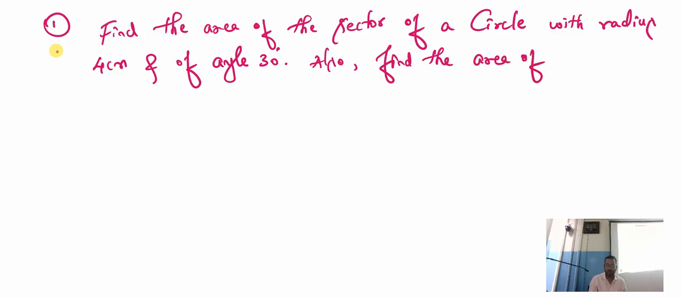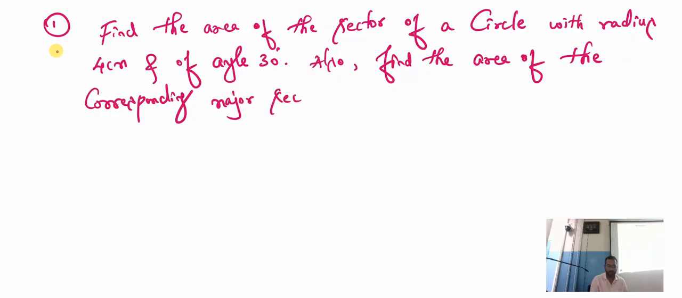In brackets they have given, use pi is equal to 3.14. Whenever they have given a value like this, use the same value for pi. If they have not given it, then you can use 22/7.